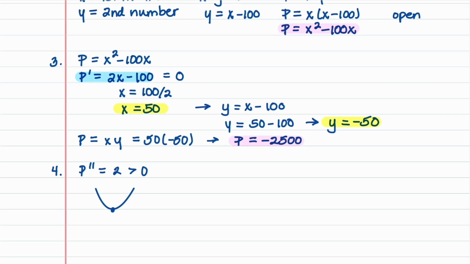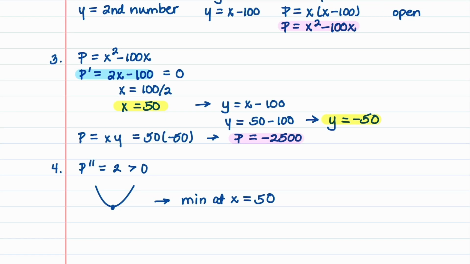So let's write down that we have a min at x is equal to 50, and then that tells us that P is equal to minus 2,500 is a minimum value.